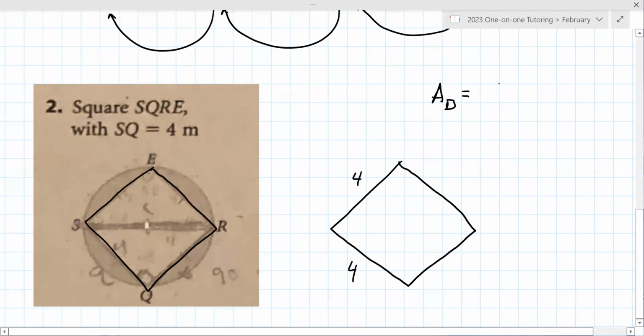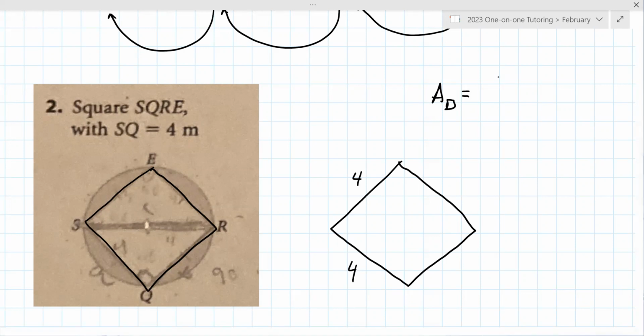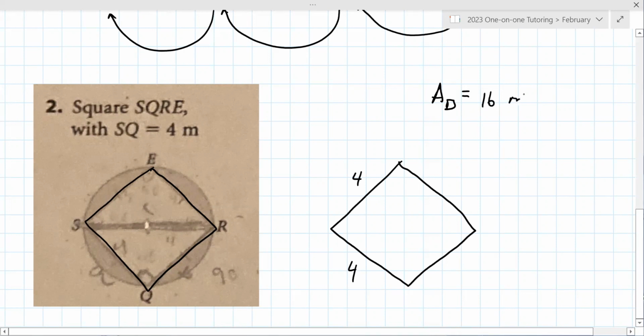The area of a square is 4, I guess, or well, base times height, base times height, 16. 16 meters squared. Okay. All right. Now this is just like the previous problem. We're going to come back to this in a moment.